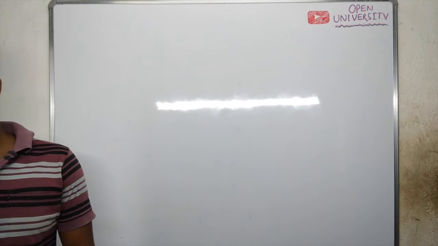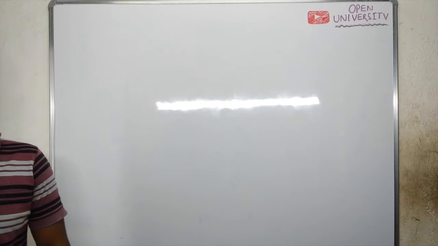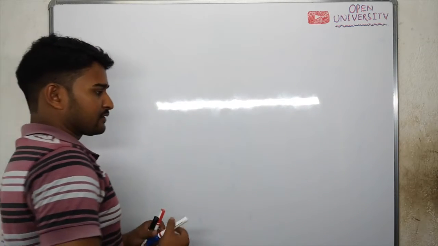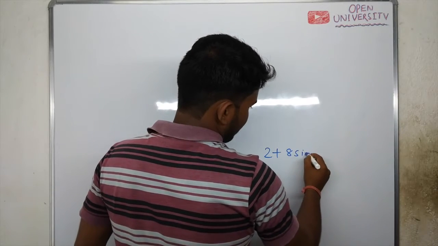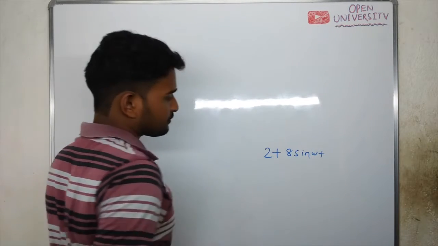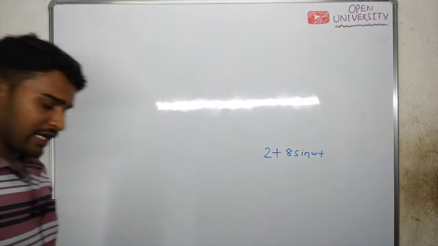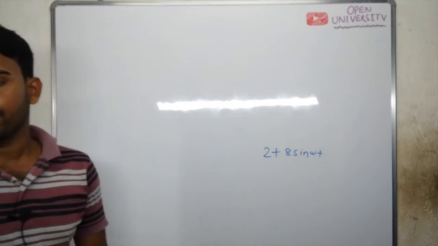In the circuit, the diode is ideal, and the input is 2 plus 8 sin omega t. Full stop. Calculate the average output voltage and plot the output waveform.